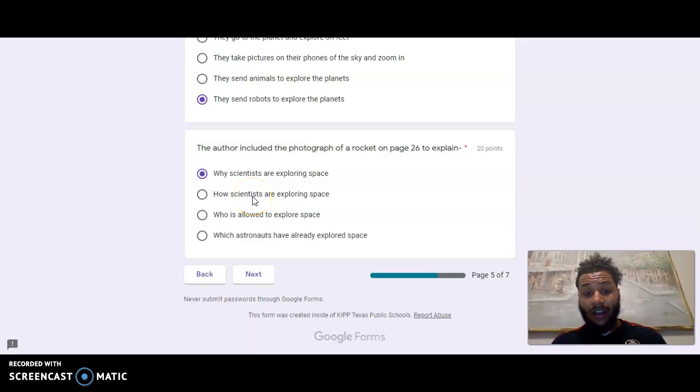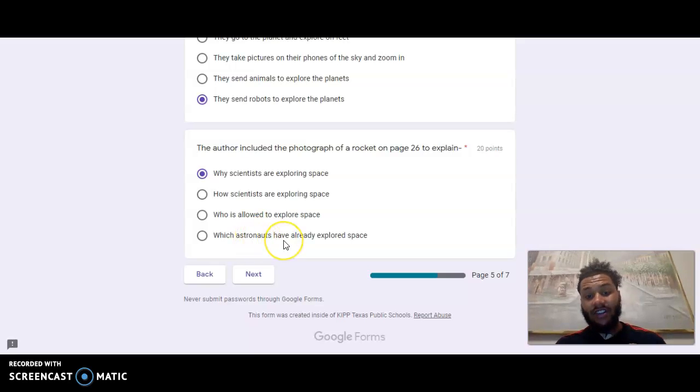Does looking at the rocket show me how they are going? Well, it's showing me a rocket, which is showing me how scientists get to space, right? So that's telling me how scientists are exploring space. Is it showing me who's allowed to explore space? In the picture, do I see who's allowed to go? Does it tell me who's not able to go to space? I can't see that in any of the picture, right? Go back and make sure, but I couldn't see that in the picture.